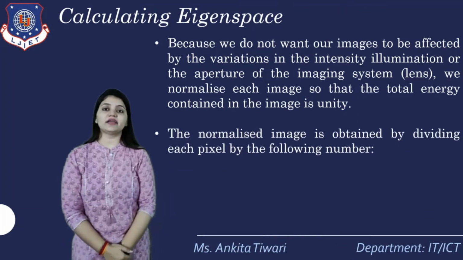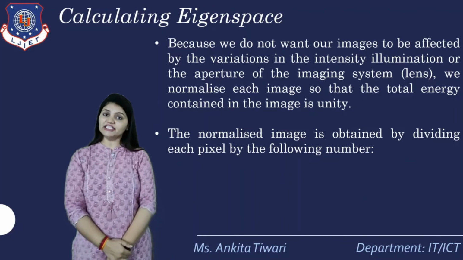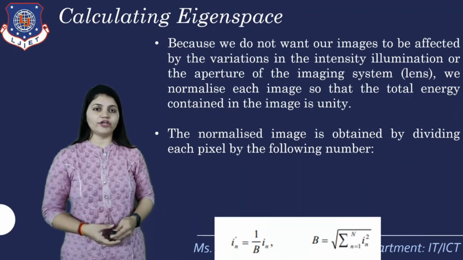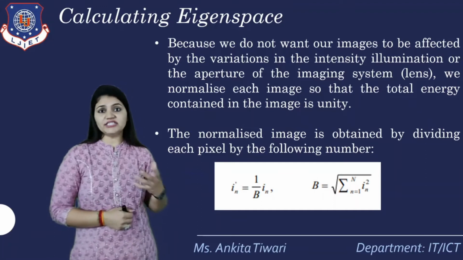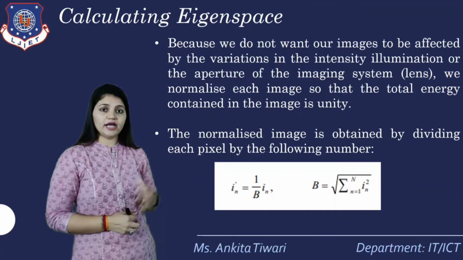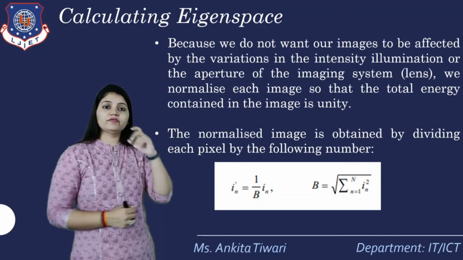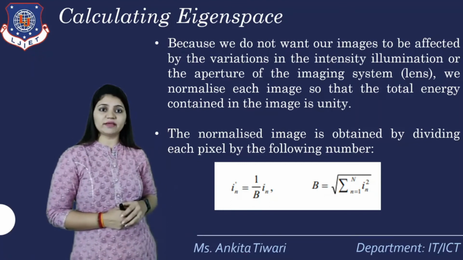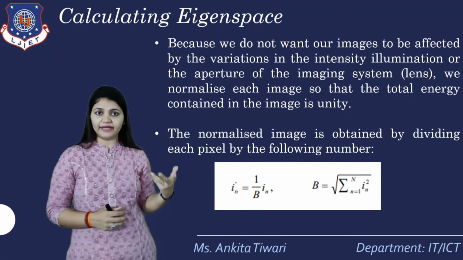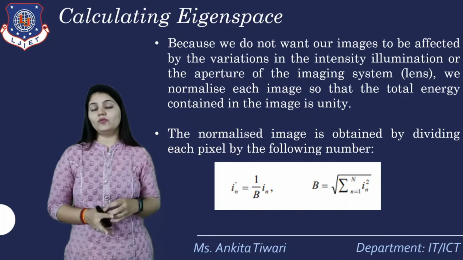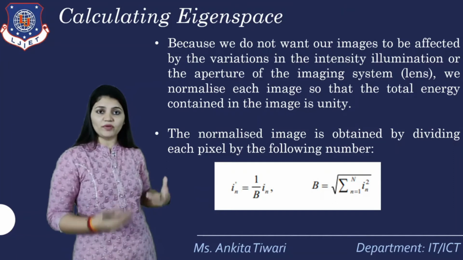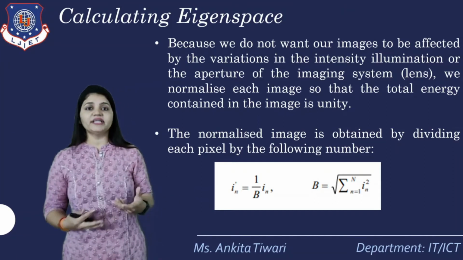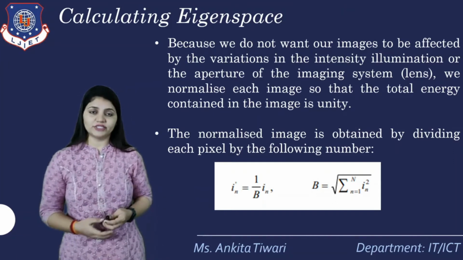So with respect to that, if we are talking about the normalized form, the normalized image is obtained by dividing each pixel by what? By the following number, I'(n) = (1/b) I(n), where b is defined by the square root of the sum from n equal to 1 till capital N of I squared(n). Now we need to find out the two positions: in, that is the normal vector, and b is the property that we are finding for a particular normalization.